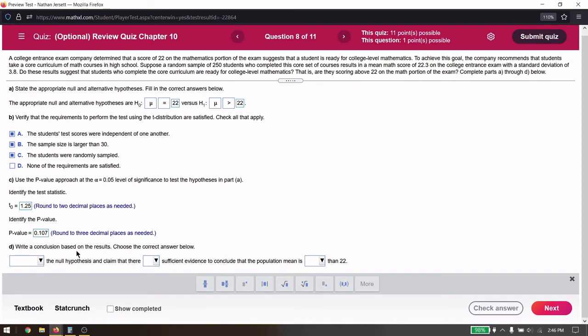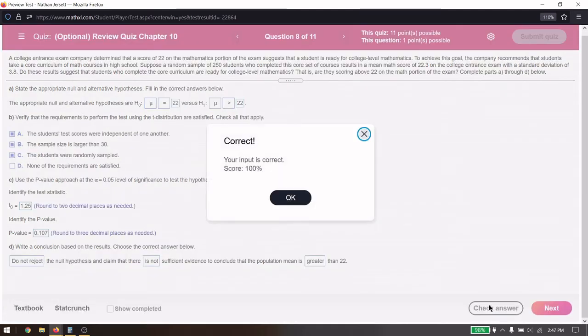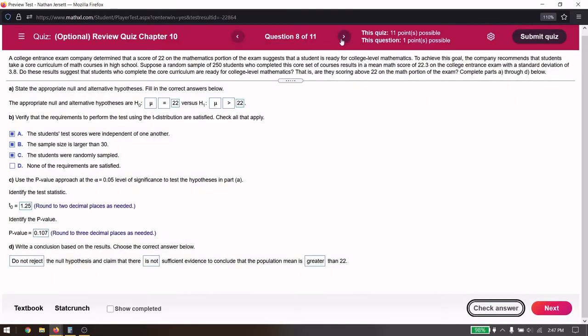And so the conclusion based on these results: the p-value is greater than the level of significance. Therefore, there is not sufficient evidence. We do not reject the null hypothesis and claim that there is not sufficient evidence to conclude that the population mean is greater than 22. There's not sufficient evidence, so we're still assuming that mu equals 22, in other words. That's all correct.